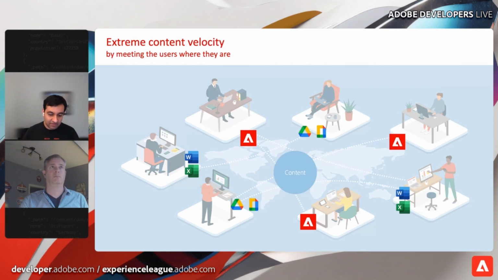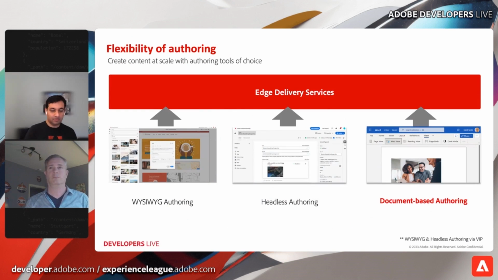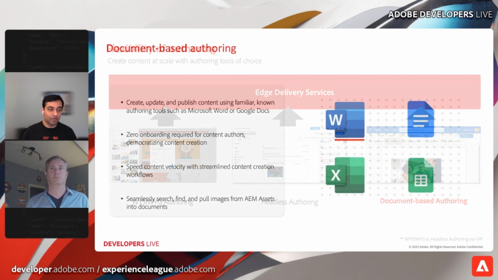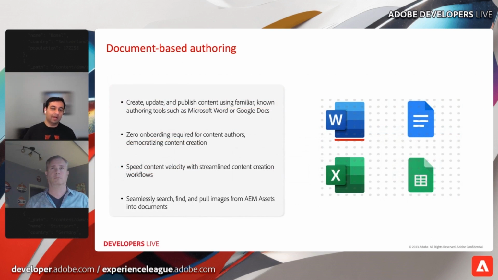All right, so let's first talk about content velocity. The goal is to meet the users where they are. If authors are familiar with WYSIWYG authoring or headless authoring, they can continue using those tools. But today we're going to focus on this third aspect, which is document-based authoring. The goal was to meet the users where they are, in tools that they're already familiar with. This is why we started with document-based authoring, where you can create, update, and publish content in familiar authoring tools such as Microsoft Word, Google Docs, Google Sheets, Excel, etc.